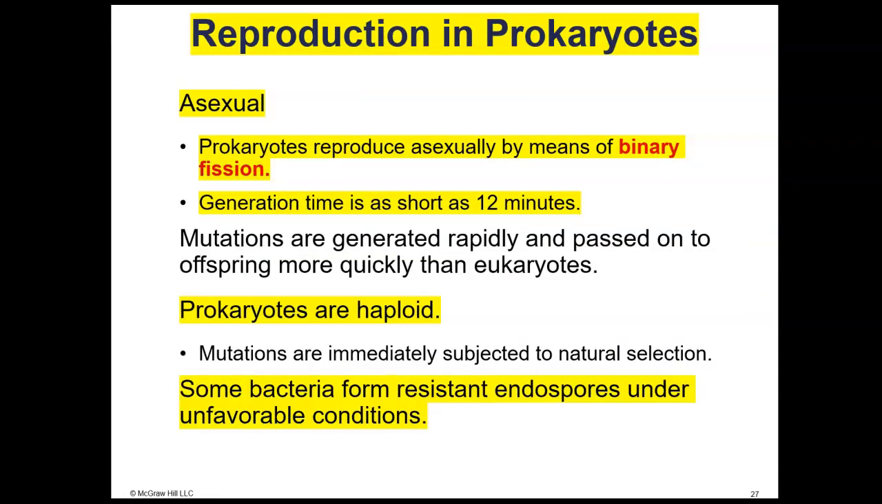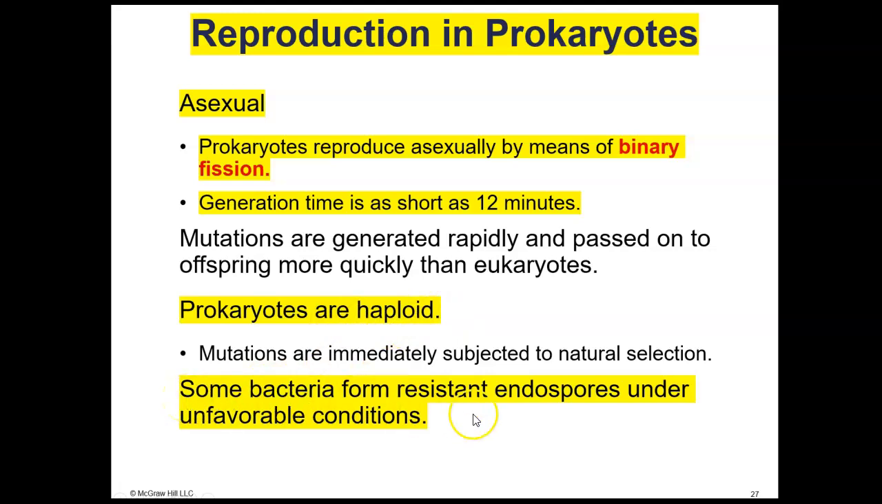All right, reproduction in prokaryotes is asexual. Prokaryotes reproduce through a process called binary fission, and the generation time, in other words, the time it takes one bacterium to divide into two, is as short as 12 minutes. It can be longer, but it's as short as 12 minutes. It's important for you to know that prokaryotes are haploid, so we can't have heterozygotes because each bacterium only gets one copy of each gene. They don't have two parents.